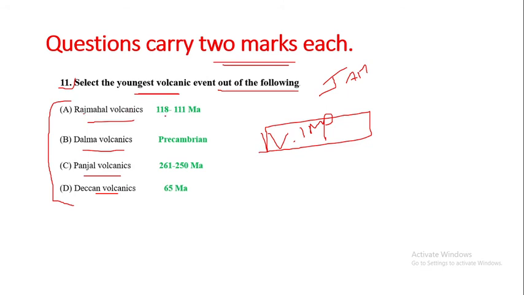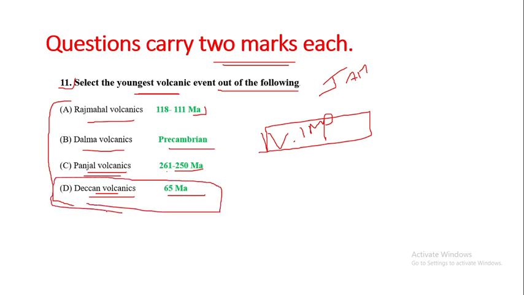Rajmahal volcanics is from 118 to 111 million years. Dalma volcanics is Precambrian. Panchal is 261 to 215. Deccan volcanics is 65 million. The question is which is the youngest volcanic event. As we know, Deccan volcanics is the youngest among these. So the answer is Deccan volcanics.